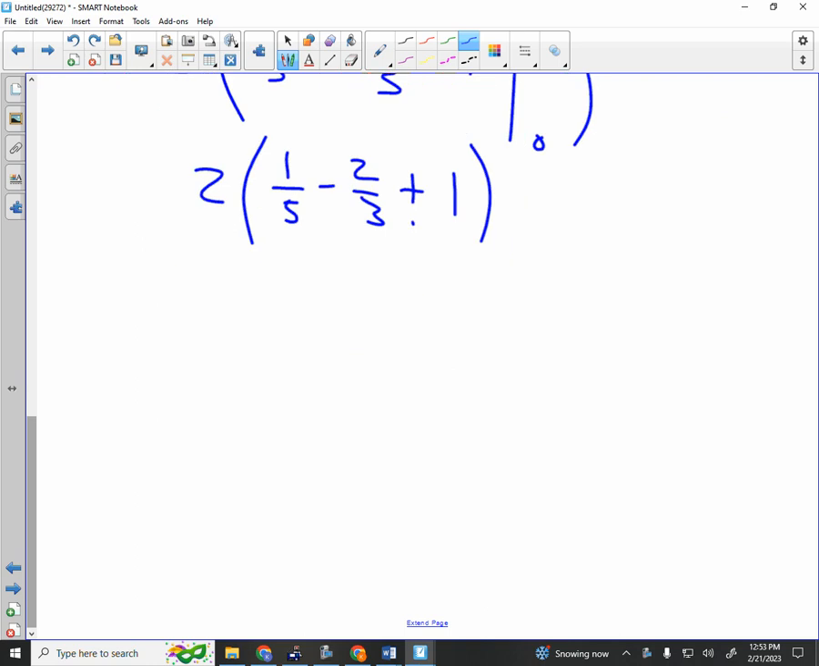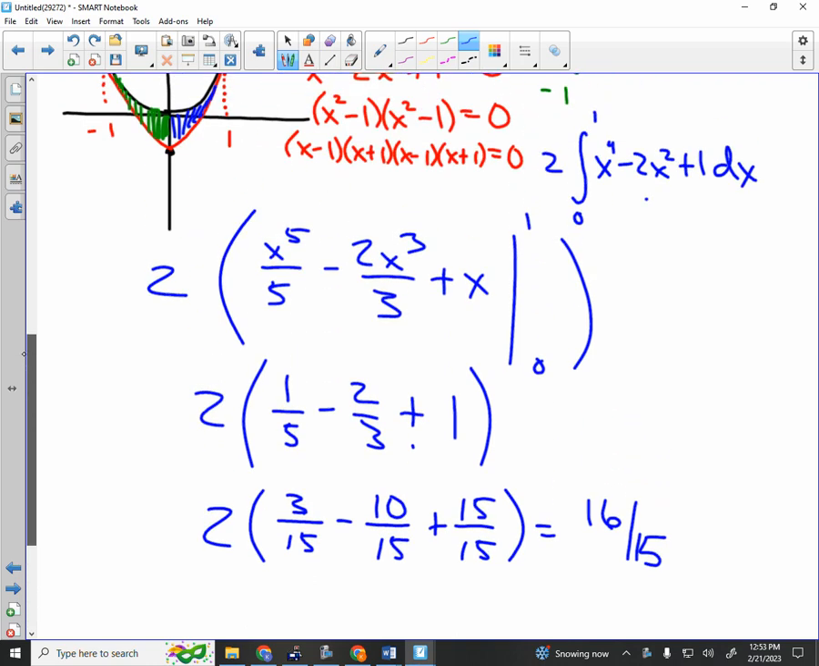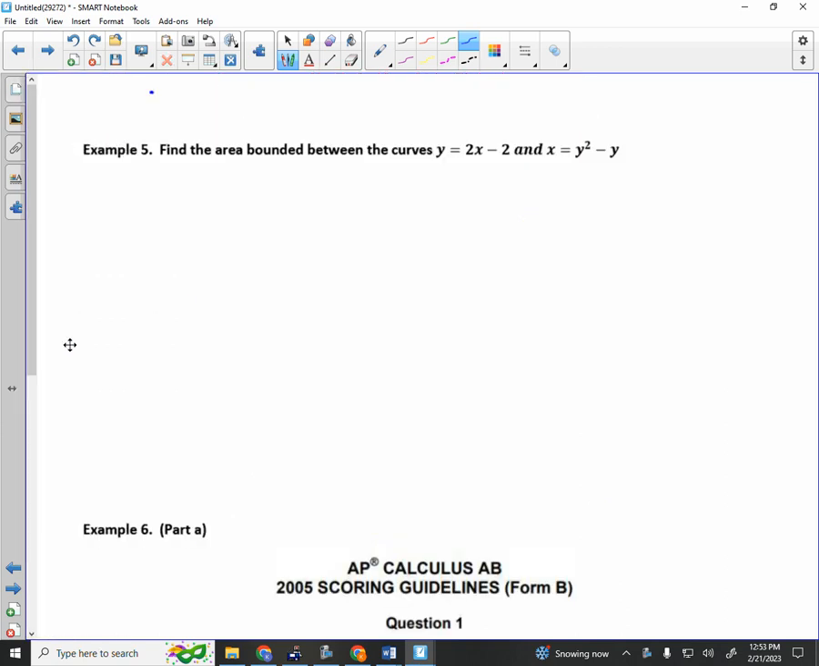This is a pretty nice problem. I would say this is one I would definitely ask you to do by hand. Nothing wrong with it. We got 2 times 3/15 minus 10/15 plus 15/15. And I learned how to do this a while ago. 3 minus 10 is -7, and -7 plus 15 is 8. Times 2 is 16/15. That's pretty cool that you found that exact area between those two curves that quickly. It does come out to be exactly 16/15. Not too bad? Okay. Flip it over.